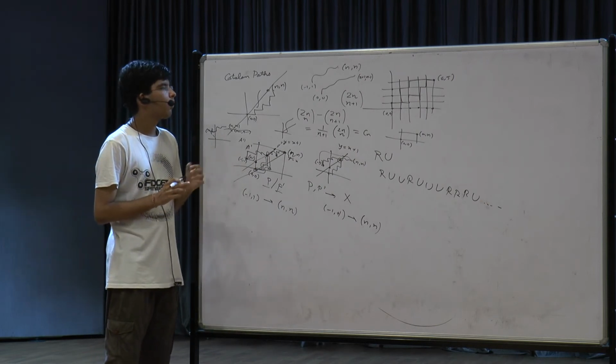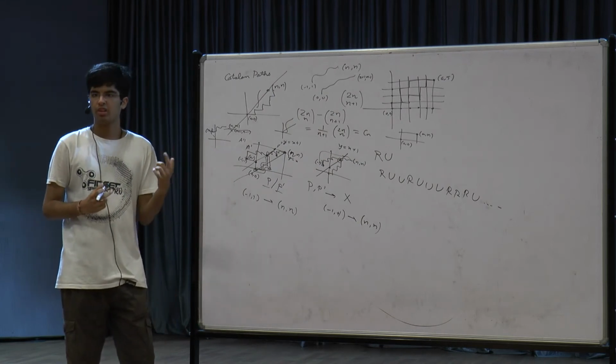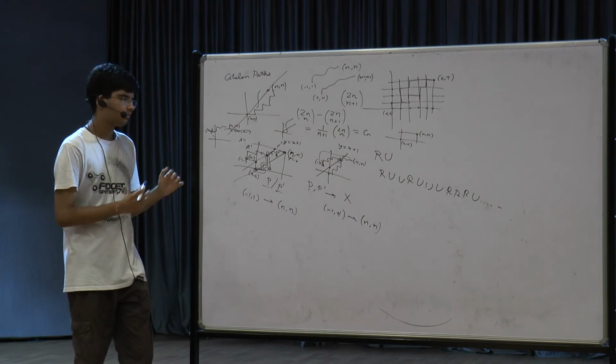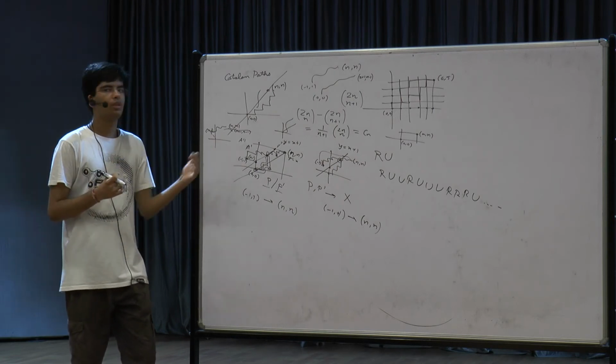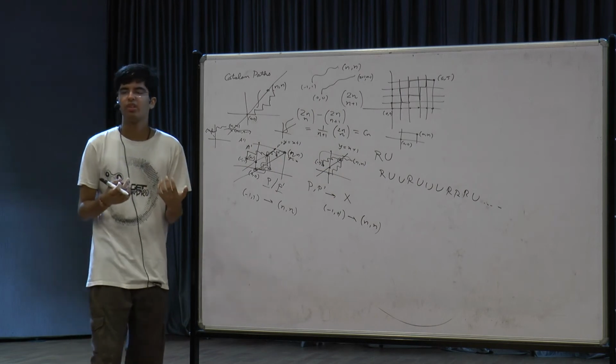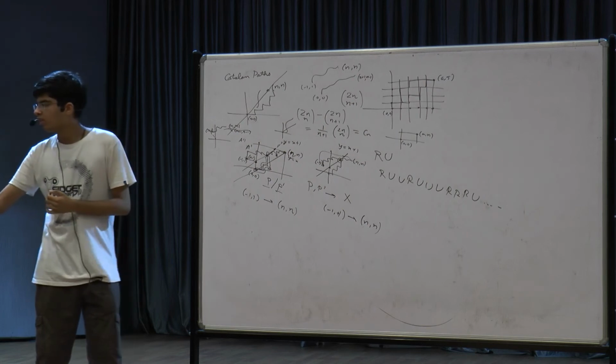Now we'll make a digression and discuss one more type of object before the end of the lecture, which is totally different from this, but the idea of counting with bijections is the same. So we'll see that the idea is quite versatile in nature.